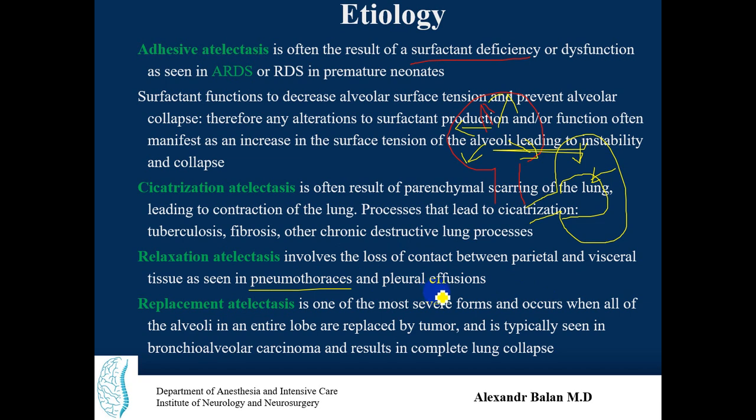Replacement atelectasis is one of the most severe forms and occurs when all of the alveoli in an entire lobe are replaced by tumor. It is typically seen in bronchoalveolar carcinoma and results in complete lung collapse. So with replacement of tissue by tumor completely, that part will not participate in respiration and the lung will start to develop atelectasis.